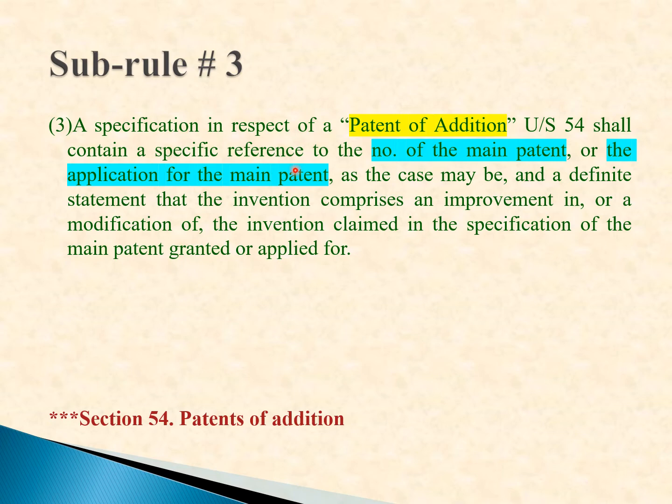Okay, it will contain a specific reference to the patent number of the main patent. Either it is in the granted stage, then it will be called the patent, or if it is in the application stage, it will be named as the application for the main patent, as the case may be. And a definite statement that the invention comprises an improvement in or a modification of the invention claimed in the specification of the main patent granted or applied for. That means a statement should be there which indicates the modification or improvement of the invention.